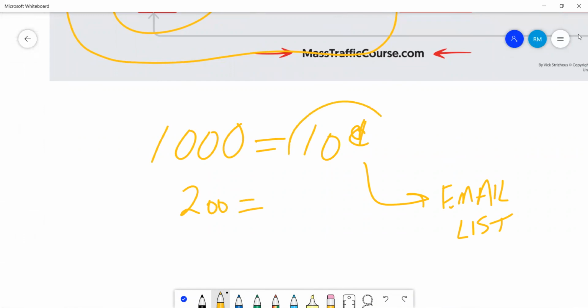Now, your cost per click just went up, right? Because you were paying 10 cents for 1,000, but you only got 200. So for a lead, you're paying more. I'm not going to do the math, but you're paying more, and hopefully you can see that. So you're getting 200 people into your email list, and then you may get 10 people to buy, right?